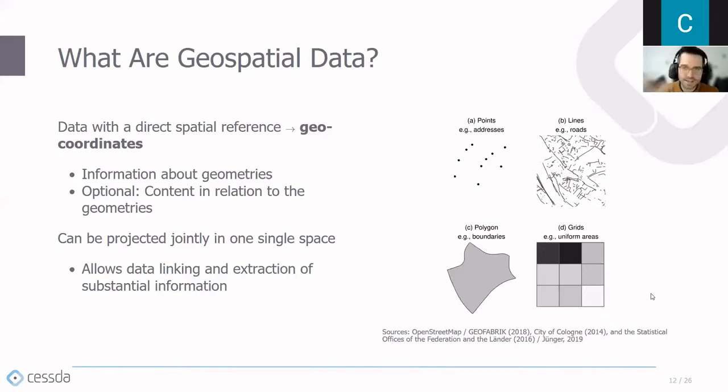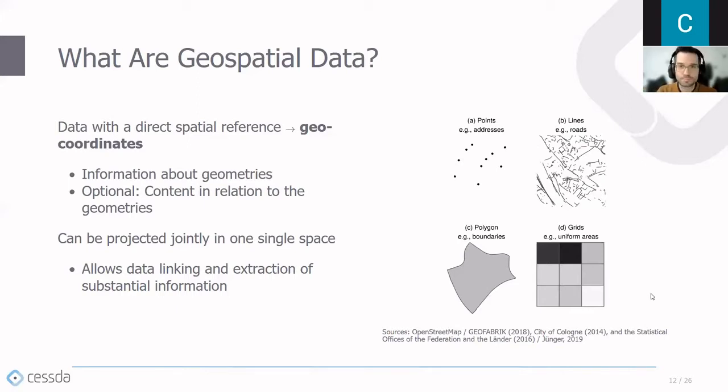So on the right-hand side, you see some examples for these geometries. The first case are actual points, and this is really just a geo-coordinate. And these can be addresses of, for example, survey respondents or hospital locations. In a more complicated case, when you connect several geo-coordinates to a line, these can be roads. Still comprises geo-coordinates, but they are now connected with a line.